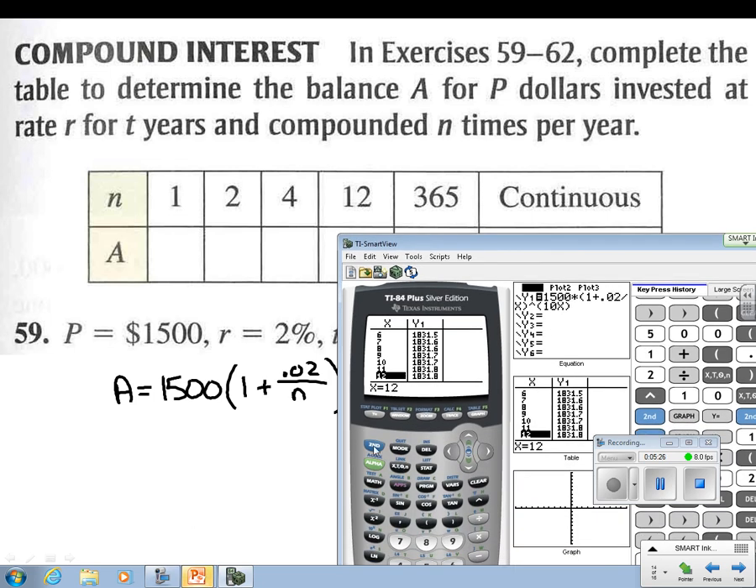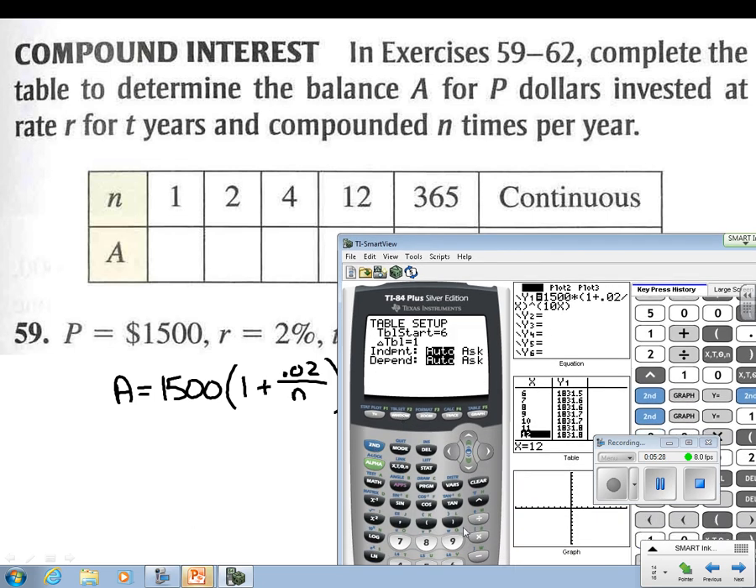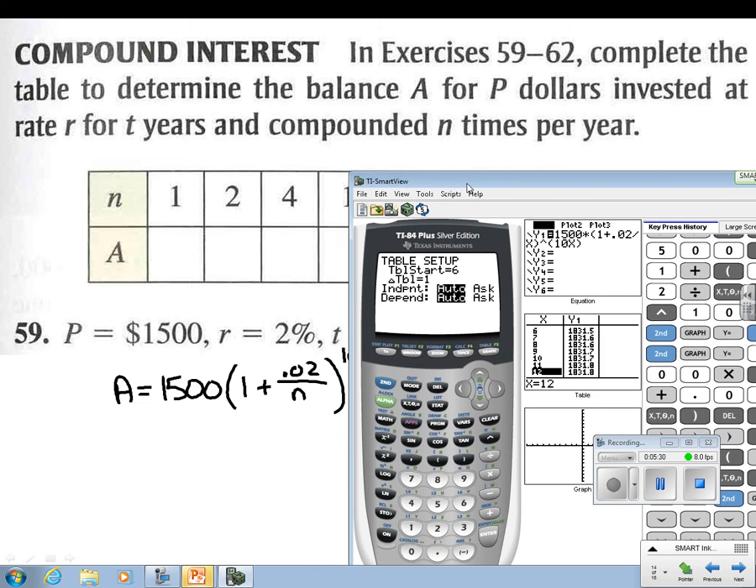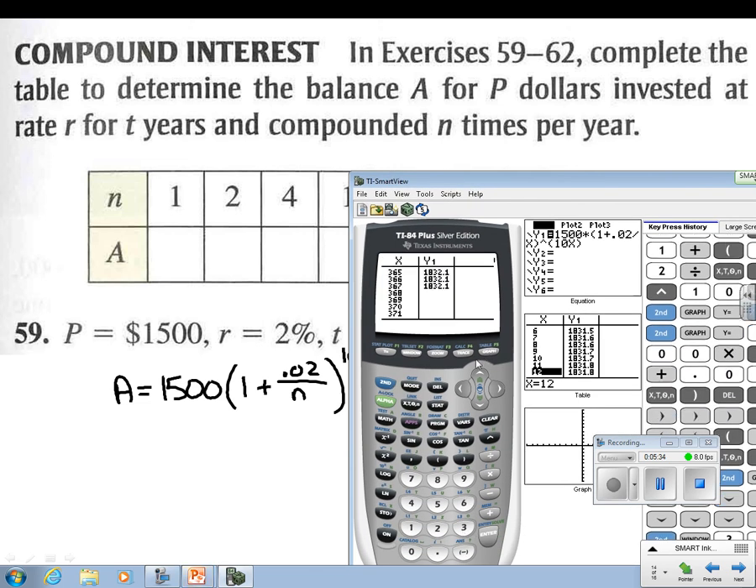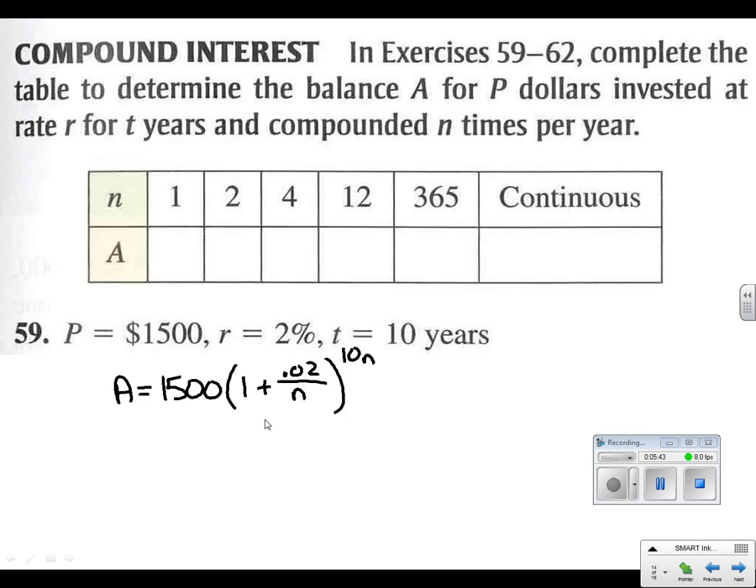365. I don't want to scroll down that far, so I'm going to hit table set and start at 365 and let it figure it out for me. Go back into my table. If we do it 365 times a year, I'll make $1,832.10. And then if we want to go continuously, then we'll have to use a different formula.